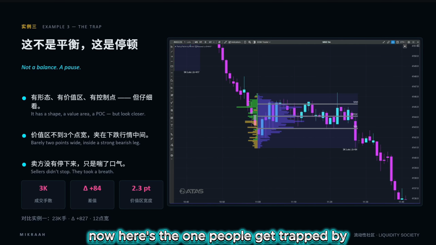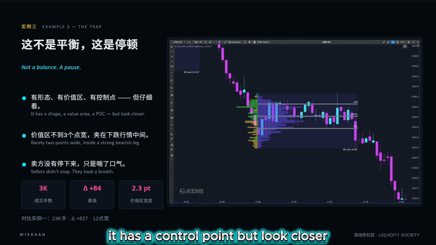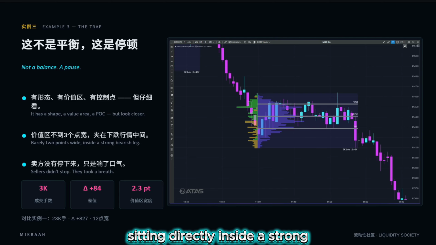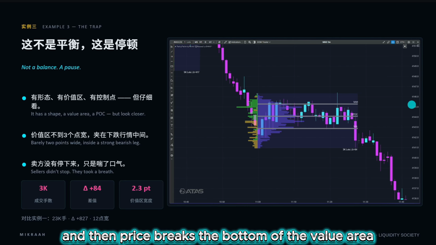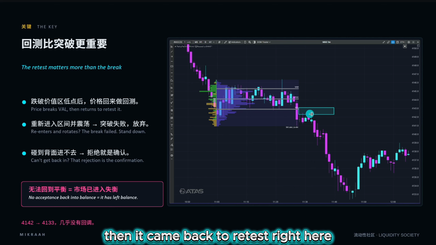Now, here's the one people get trapped by. This looks like a balance. It has a shape, it has a value area, it has a control point. But look closer, 3,000 lots, delta of positive 84, and the entire value area is barely 2 points wide, sitting directly inside a strong bearish leg. That's not balance. I would say that's a pause. Sellers didn't stop. They just took a breath, and then price breaks the bottom of the value area. Then it came back to retest right here, and this retest is the whole trade, not the break.